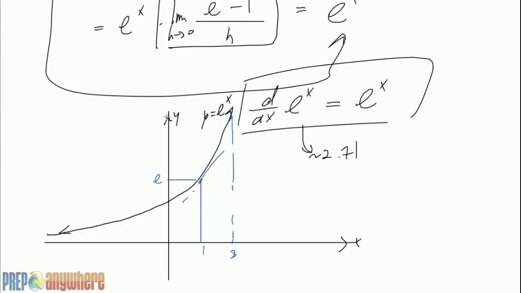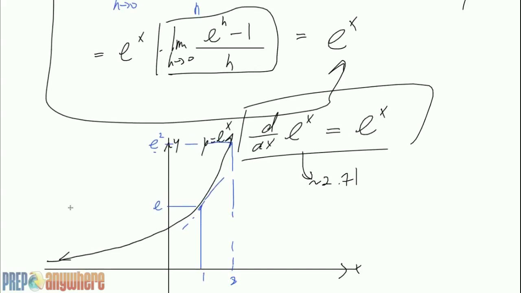The y value and the slope value perfectly match at every single point on the graph. So it's a very special graph with respect to rate of change. The y value is the same as the rate of change. And it's also the simplest derivative. How can it get simpler than that? Differentiate e to the power of x and it doesn't change.